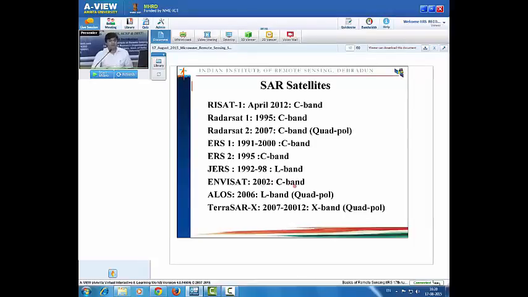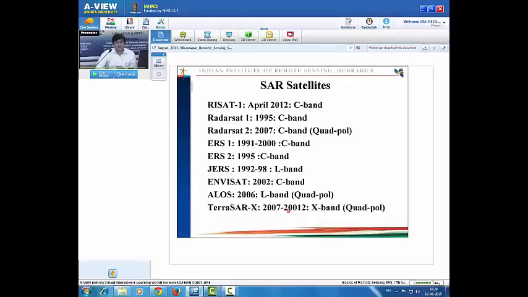And ALOS, previously the name was ALOS-1, and now ALOS-2 is in working condition. PALSAR is the name of the sensor. So ALOS PALSAR is providing the data set in L-band. For ALOS PALSAR 1, archive data set is available, and for ALOS PALSAR 2 the current data set is also available. This was launched by the Japanese Space Agency, and TerraSAR-X and TanDEM-X.